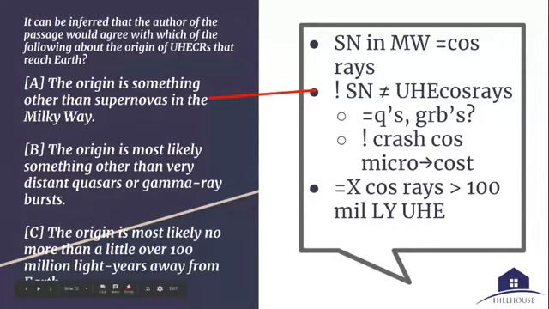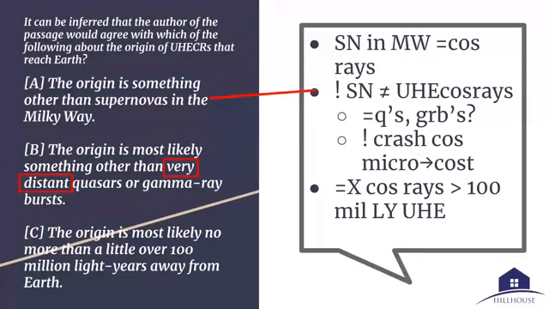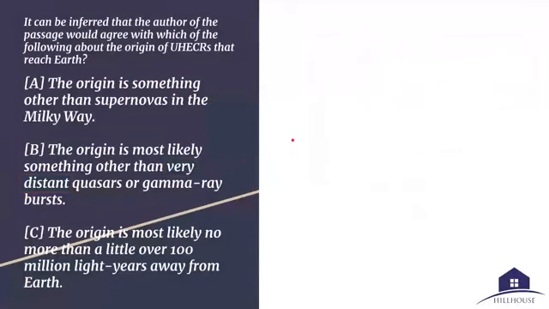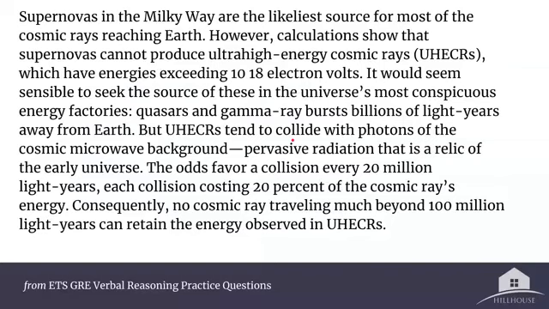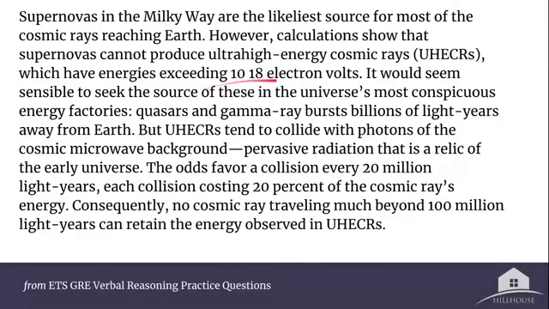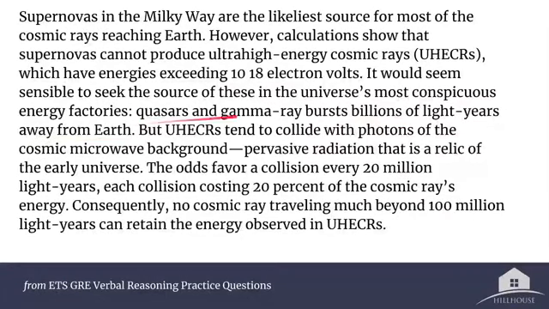B, the origin is most likely something other than very distant quasars or gamma ray bursts. This is why it's important to read every word in the answer choices, because we have this "very distant." And if we go back, notice my notes don't have anything about the distance, but if we quickly research this in the passage, very distant, let's see, what's seen, quasars and gamma ray bursts billions of light years away from Earth.